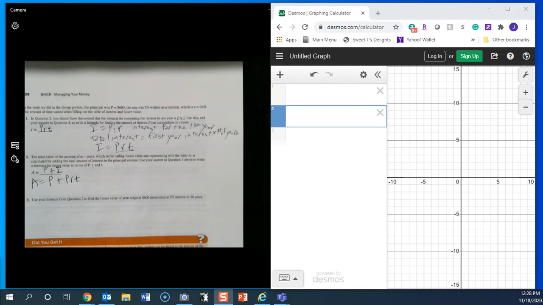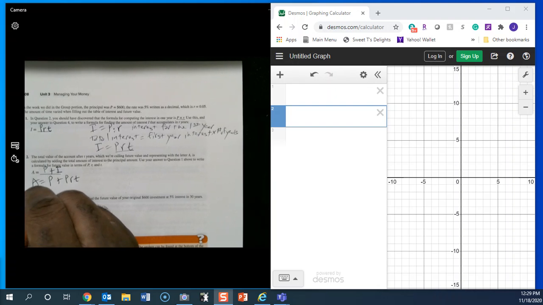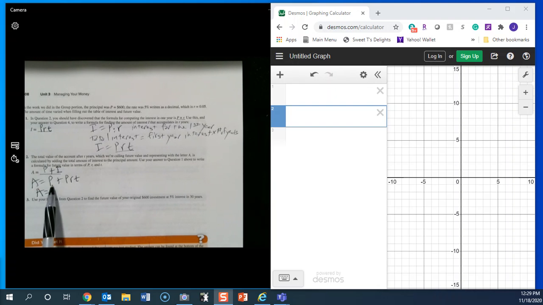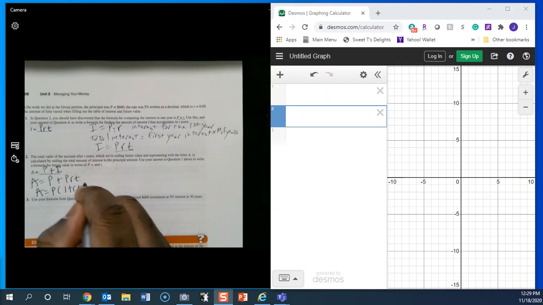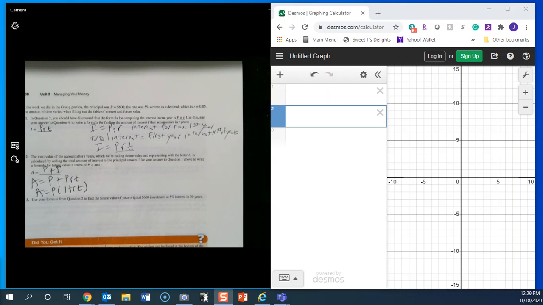Now, they want us to write our final answer in terms of P, R, and T. Technically, we are there. But there's another way of writing this. We could factor out a P, and that would leave us 1 plus R times T. So it'd be P times the parenthesis 1 plus RT. And that is the final form that we typically would use for future value.